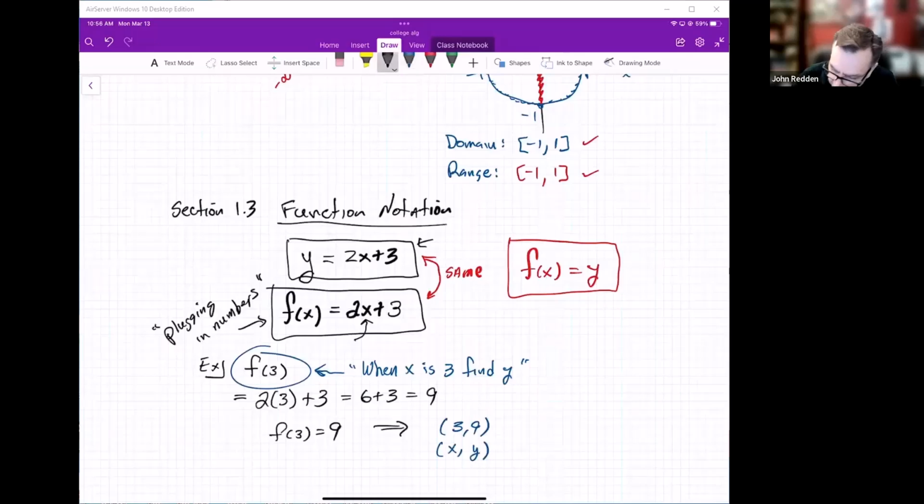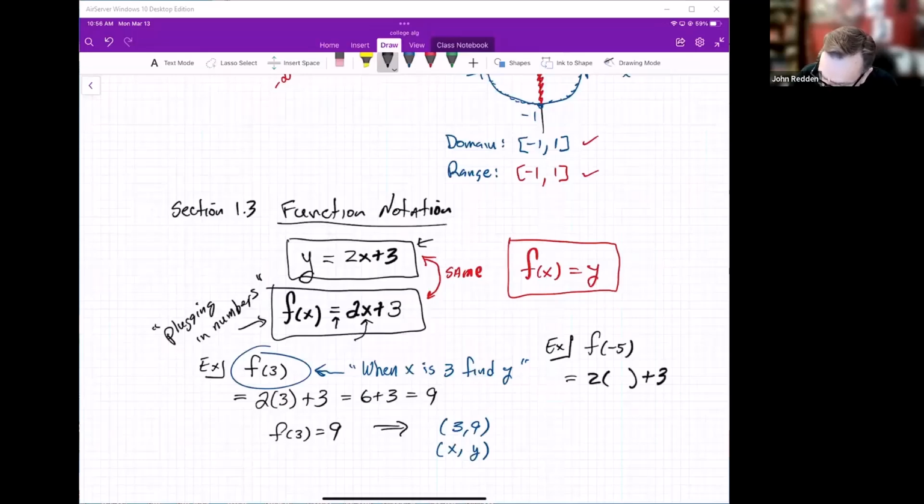Let's do another example. You could plug in anything. So let's say, for example, it wanted f of -5. If it wanted f of -5, we use our function, which is defined right here, 2 times x plus 3.